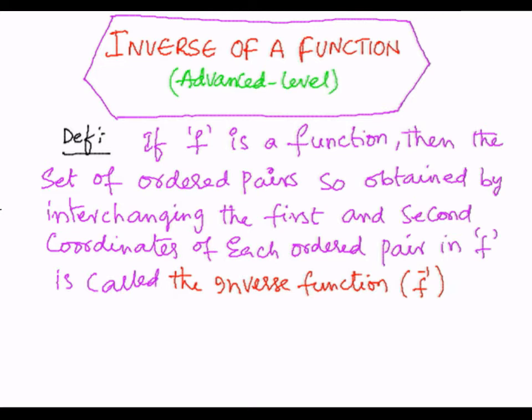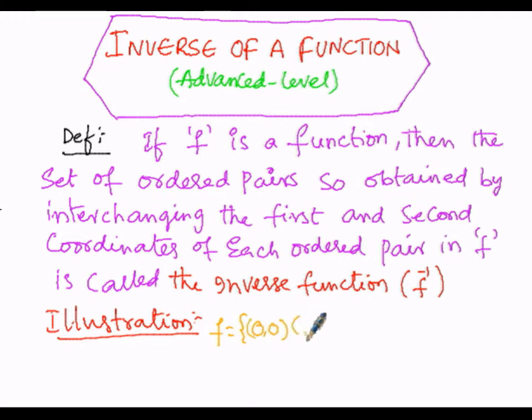So this is the notation. Here the inverse function is denoted by f inverse, and it is read as f inverse. Now the illustration under this. Let us take a function f equal to 0 comma 0 as the first ordered pair, 1 comma 1 as the second ordered pair, 2 comma 4 as the third ordered pair, and 3 comma 9 as the fourth ordered pair, and so on.